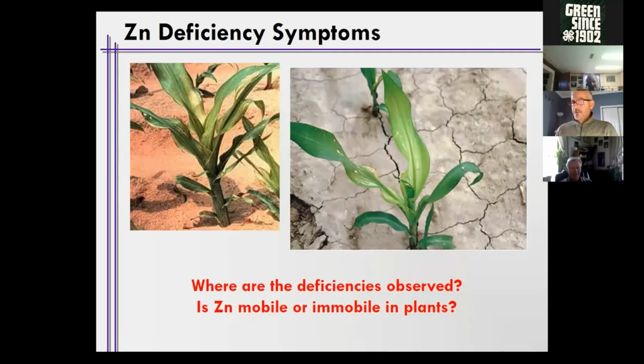We just talked about this. So where are zinc deficiencies observed? They're observed in younger leaves. And so that tells you that zinc is immobile. Well, it's relatively immobile in plants. The same thing holds true with iron as well as zinc. They're both immobile in plants, and thus you see deficiency symptoms occurring on the newer leaves. And that's unlike nitrogen, which would occur on the older leaves.